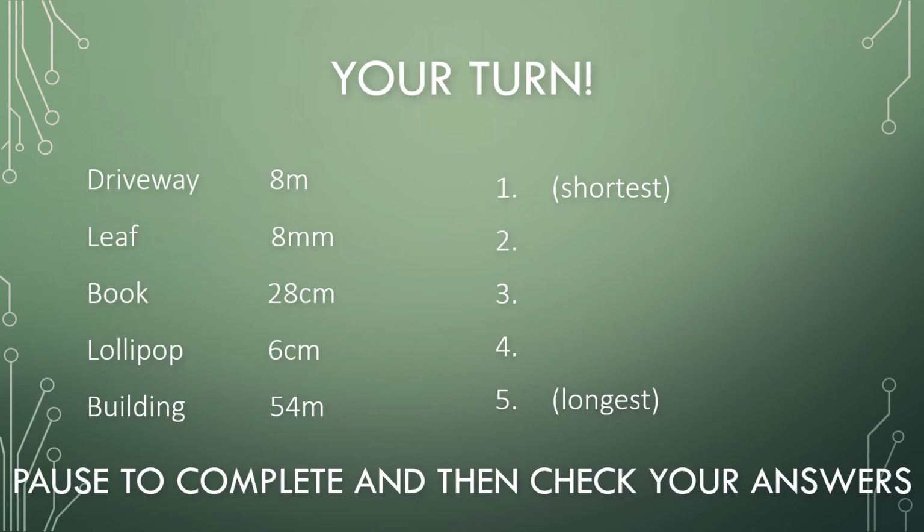All right, now you're going to go and have a go all by yourself. So you've got a driveway, 8 meters long, a leaf, 8 millimeters long, a book, 28 centimeters long, a lollipop, 6 centimeters long, and a building, 54 meters long. You are doing ascending order just like I did, so the shortest to the longest length. Have a go. Pause this video while you work it out. Once you're done working it out yourself, you can press play and you'll have the answers come up for you to double check.